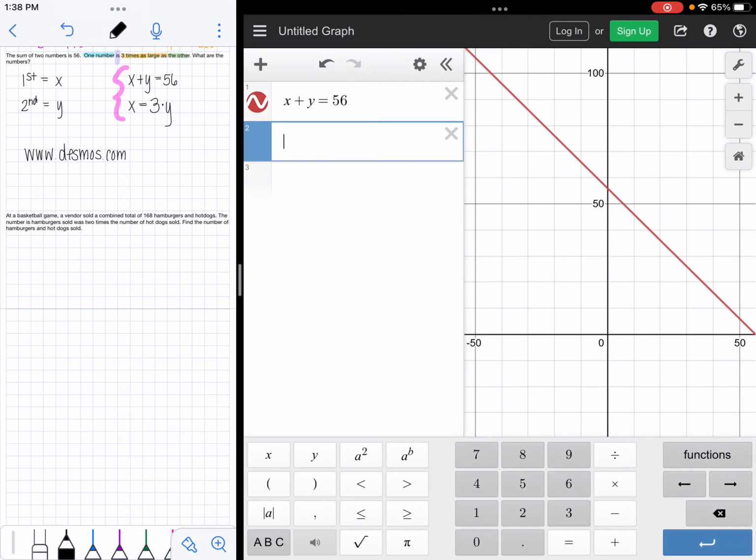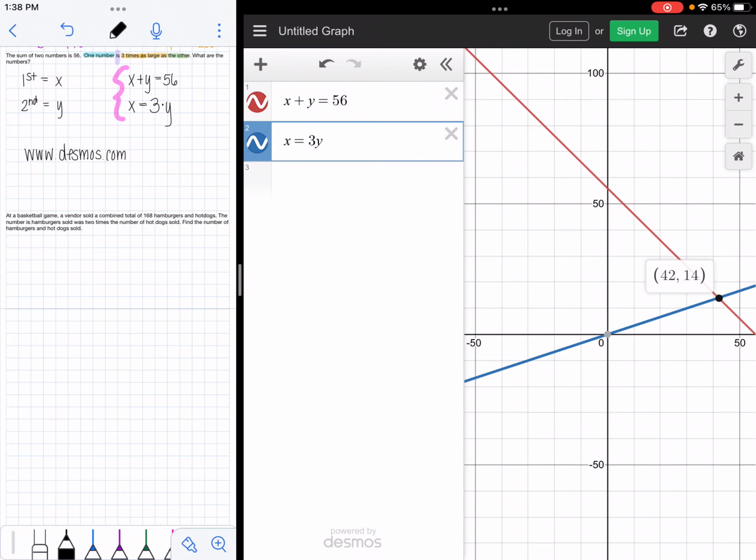So I'm going to come over here on this side. I'm going to graph my other one. I can say x equals 3 times y. Do you see where these lines cross? Right here at this point, you can click on it, and it tells you 42, 14. That's the answer. When you have a system of equations and you're finding the solution, what it really means is you have two lines and they're going to cross. Where do they cross? So you just solved it like this.